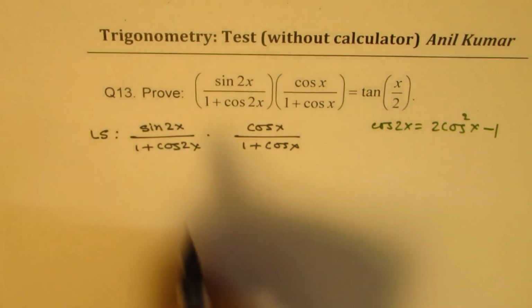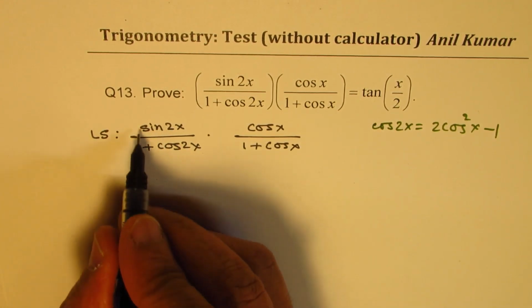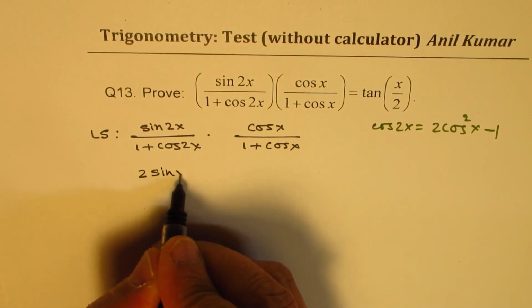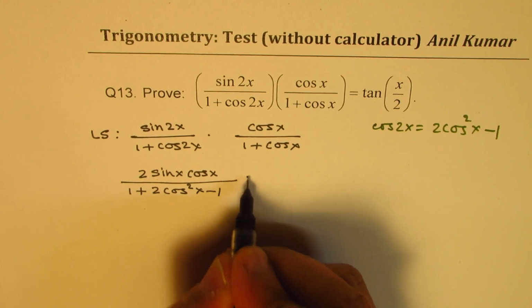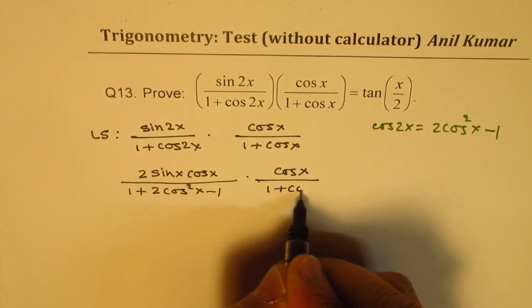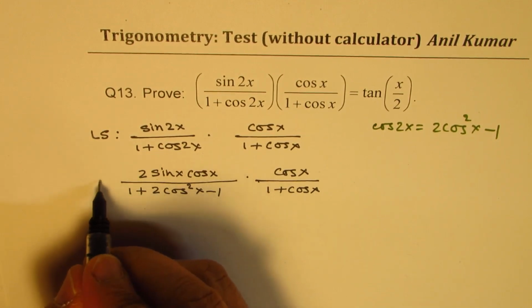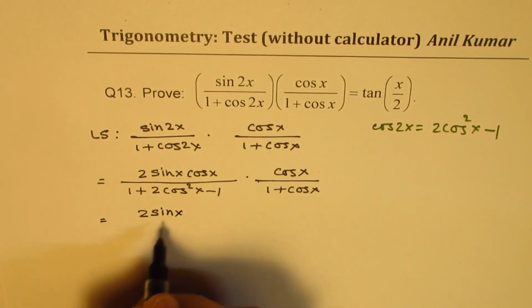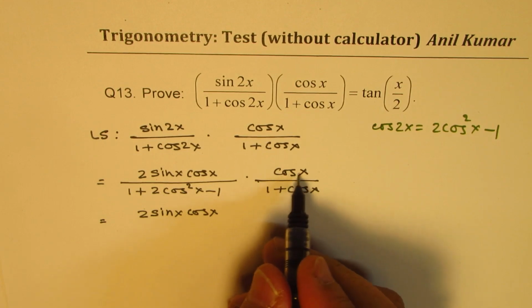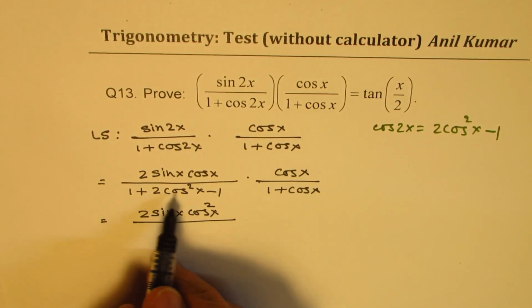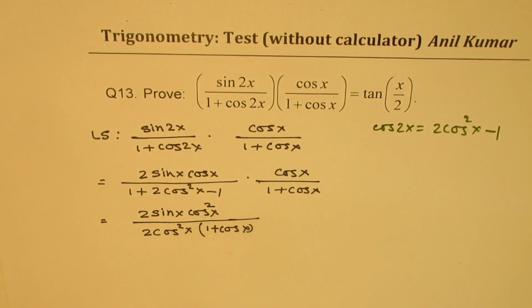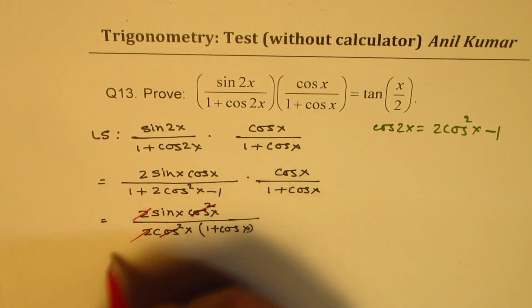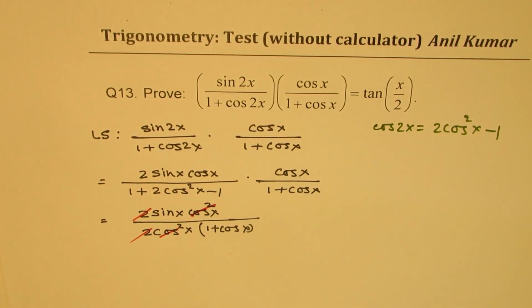Okay. So we could write this as, so sine 2x, let me write this as 2 sine x cos x. And the denominator, I'll write 1 plus 2 cos square x minus 1, times we have cos x here, over 1 plus cos x. Okay. So plus and minus 1 cancel. So what we get here is 2 sine x cos x, rather cos square x when you multiply this, right, over, here we have 2 cos square x times 1 plus cos x. Correct? So cos square x and cos square x cancel, 2 and 2 cancel. So we are left with sine x divided by 1 plus cos x.